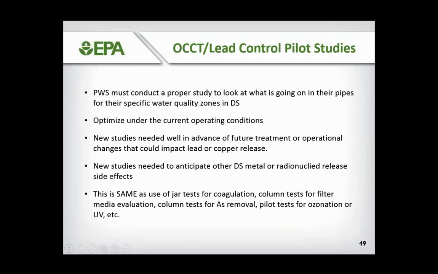And something to emphasize is, systems need to do pilot studies to look for the target dosages, especially if you're using things like blended phosphates, or when you have these non-simple lead corrosion or copper corrosion byproduct scales. You need to optimize under the current operating conditions, and you really need to plan the studies because these studies often take a year or two to reach equilibrium. So you need to do the studies well in advance of anticipated future changes.